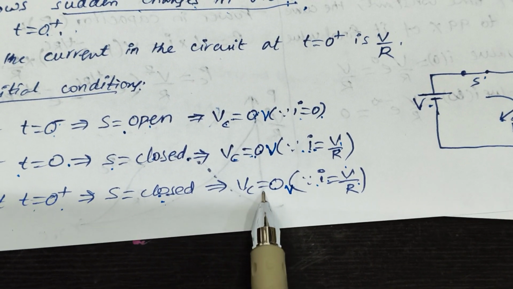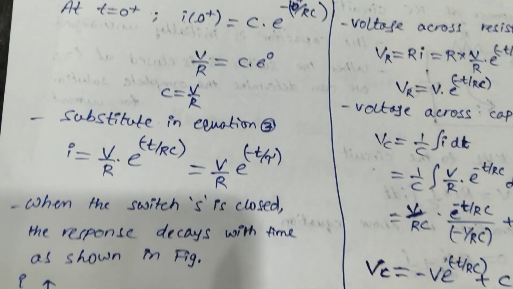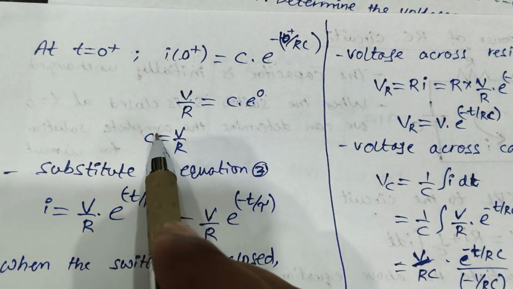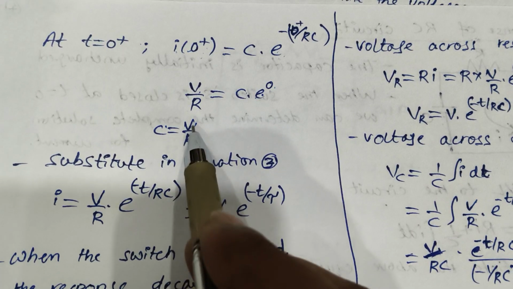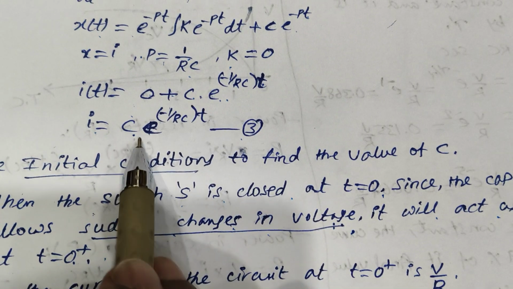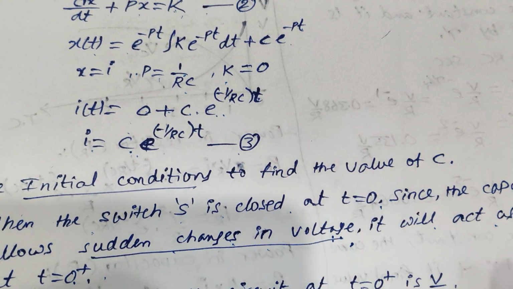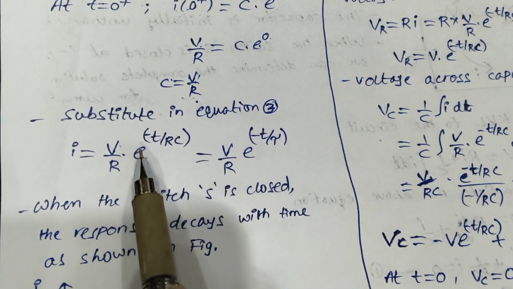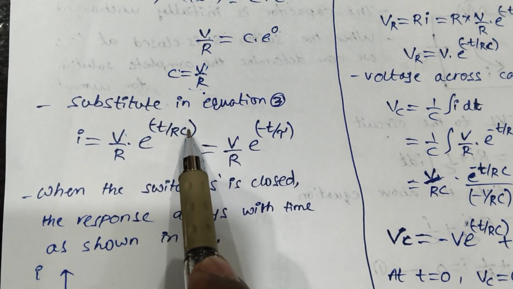So I of 0 plus, like we have seen with the initial conditions, at t is equal to 0 plus the current is equal to V by R. That is what I am using here. By substituting V by R on the left side, C into e power 0, which is equal to 1, so C is equal to V by R. The same C equal to V by R I will substitute in the third equation, I is equal to C into e power minus 1 by RC into t. In that, if I substitute, I is equal to V by R into e power minus t by RC.